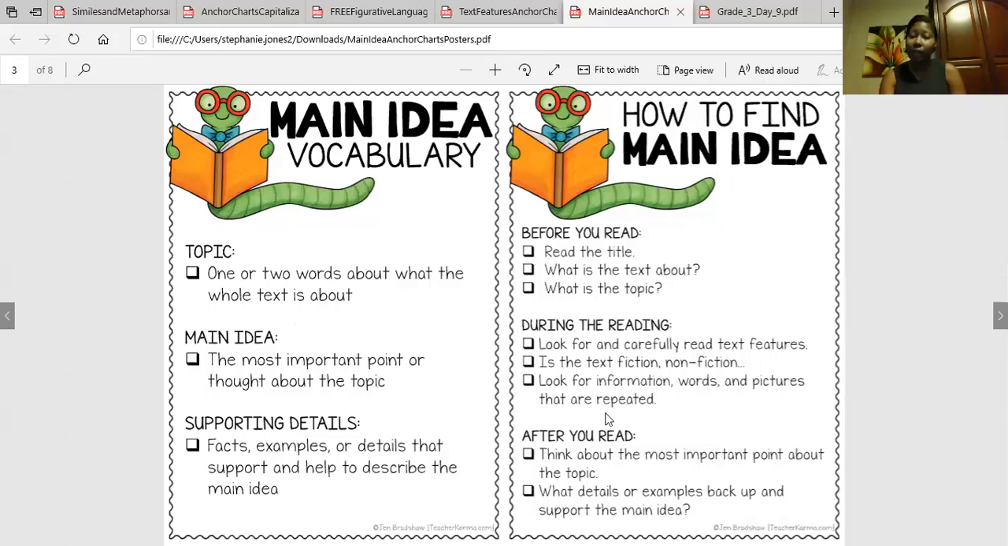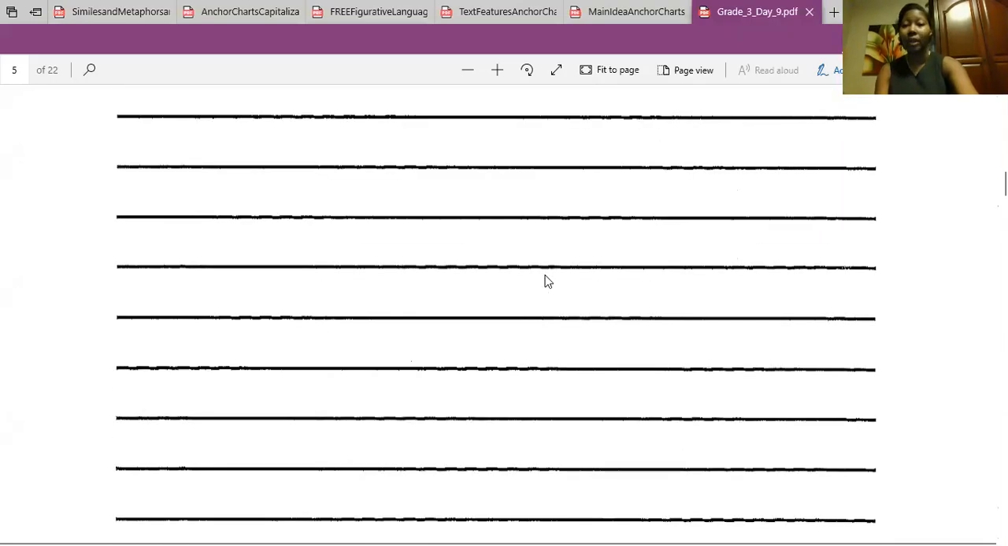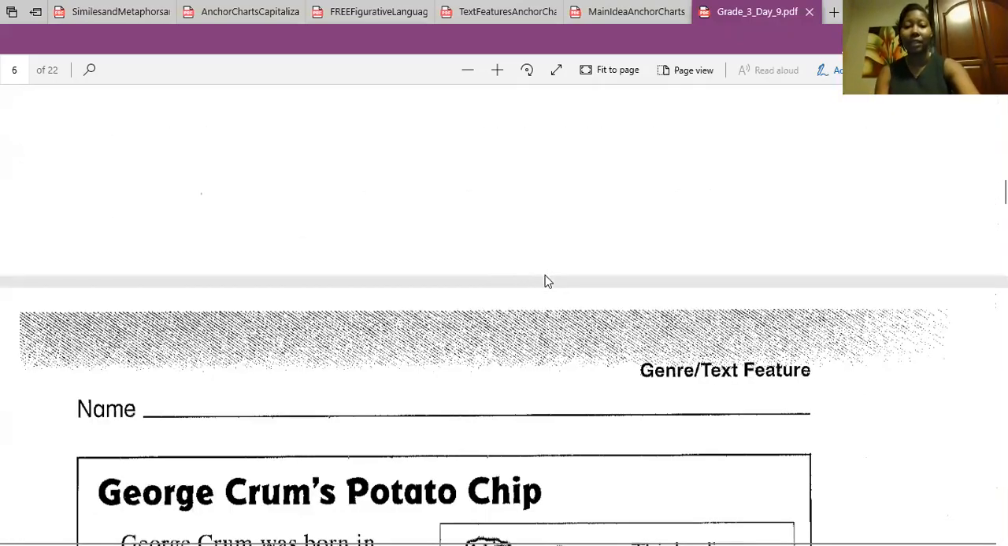If you look over here, it says after you read, think about the most important point about the topic. And I remember saying some things over and over again. What details or examples back up and support the main idea? That goes back to one of our goals, being able to refer explicitly back to the text to support our answers. So you'll answer the reading response question, what is the central idea of the passage? Or in other words, what's the main idea of the passage?